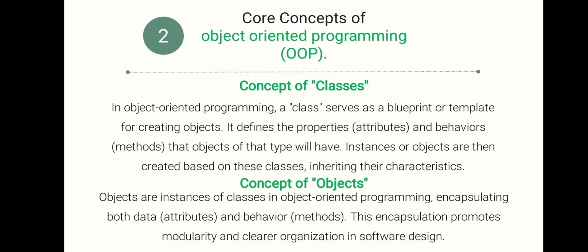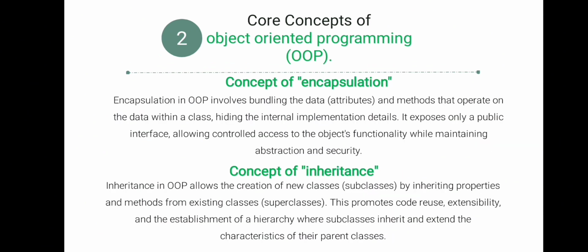The second one will be objects, or instances of classes in object-oriented programming, encapsulating both data or attributes and behavior or methods. This encapsulation promotes modularity and clearer organization in software design. The third one will be encapsulation. It involves bundling the data or attributes and methods that operate on the data within a class, hiding the internal implementation details. It exposes only a public interface, allowing controlled access to object functionality while maintaining abstraction and security.